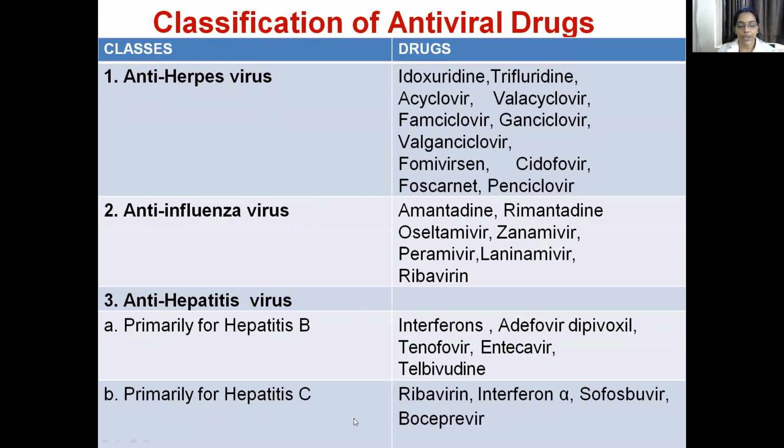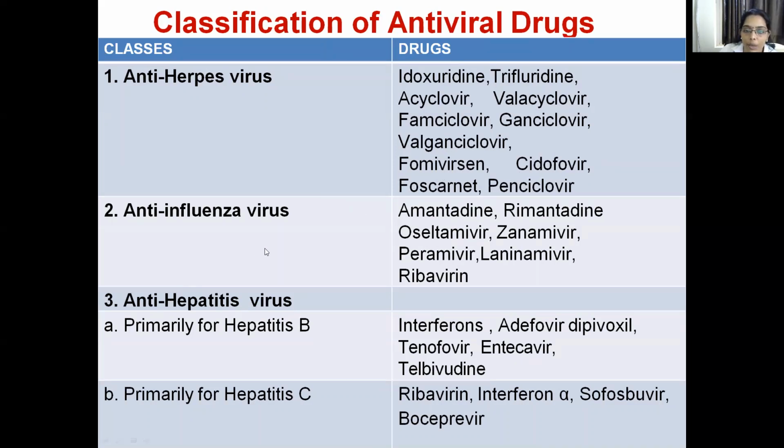and anti-hepatitis virus, primarily for hepatitis B and hepatitis C. Now let us see what are the drugs for herpes virus: idoxyuridine, trifluridine, acyclovir, valacyclovir, famciclovir, ganciclovir, valganciclovir, fomivirsen, cidofovir, foscarnet, penciclovir. So this is quite a long list. So once we discuss individually about each drug, you can remember the names better. Okay, so when we discuss, we will just go through the names again.